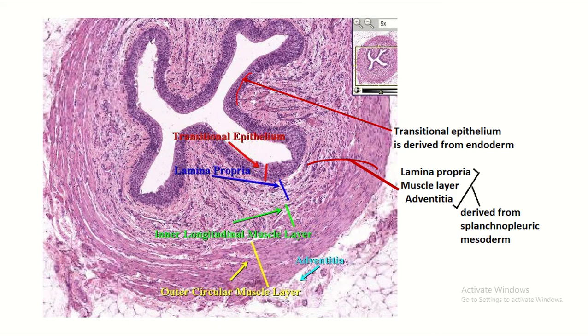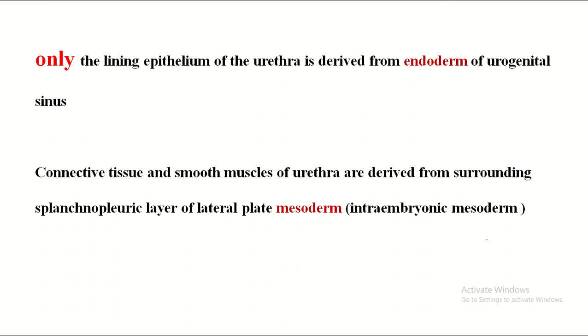This is the lining epithelium, transitional epithelium, derived from endoderm. And this is the lamina propria, this is the muscle layer, this is the adventitia, and these layers are developed from the splanchnopleuric layer of the lateral plate mesoderm. So, only the lining epithelium of the urethra is developed from the endoderm of the urogenital sinus. The connective tissue and smooth muscle cells of the urethra are developed from the splanchnopleuric layer of lateral plate mesoderm.